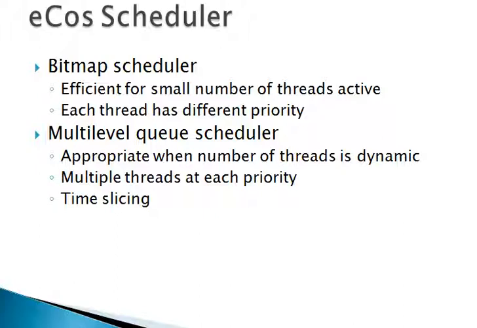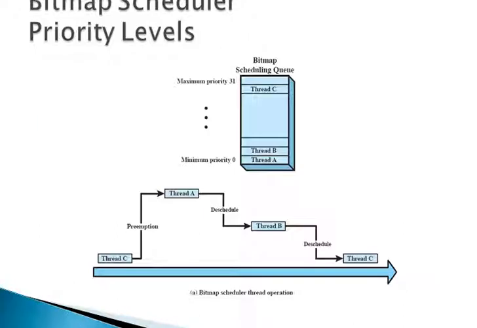Coming to the bitmap scheduler. The bitmap scheduler supports multiple priority levels, but only one thread can exist at each priority level at a given time. Scheduling decisions are quite simple with this scheduler. When a blocked thread becomes ready to run, it may preempt a thread of lower priority. When a running thread suspends, the ready thread with the highest priority is dispatched.